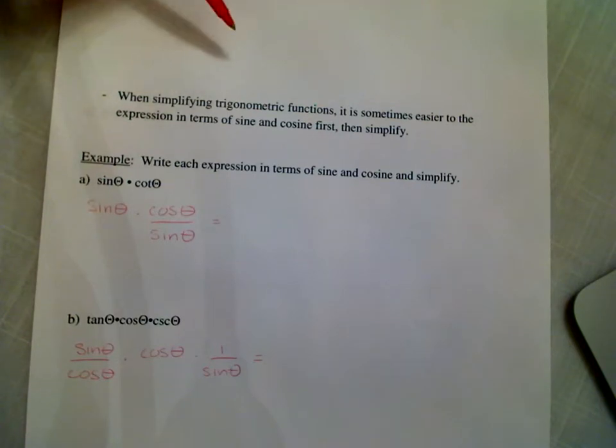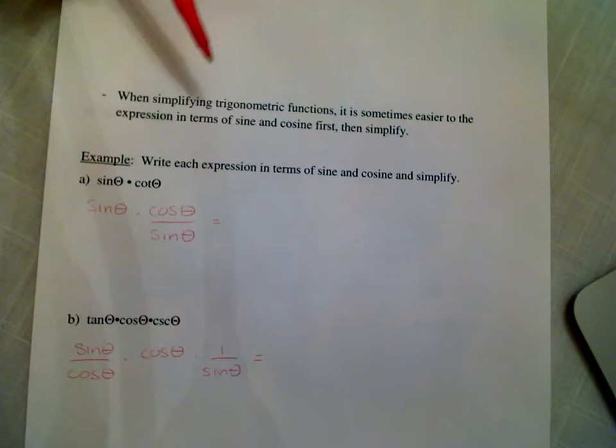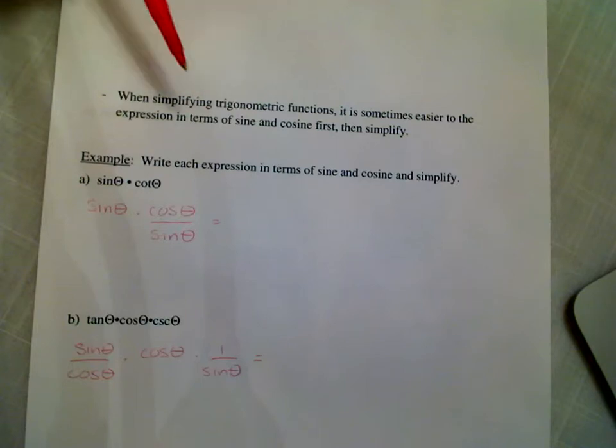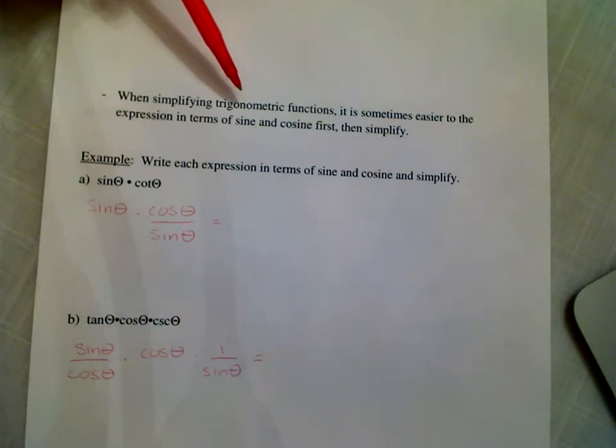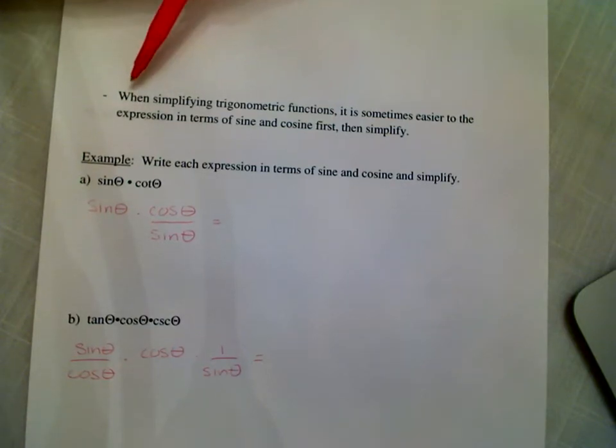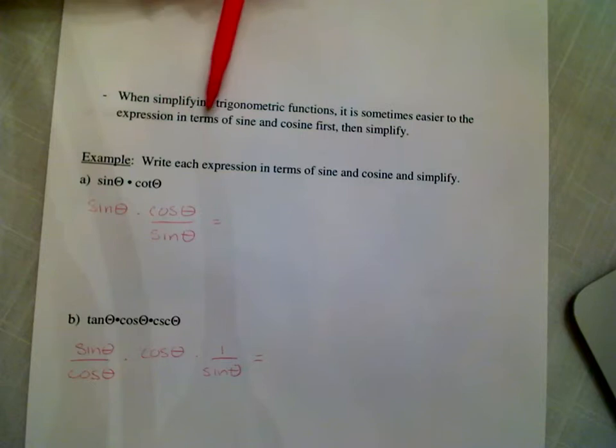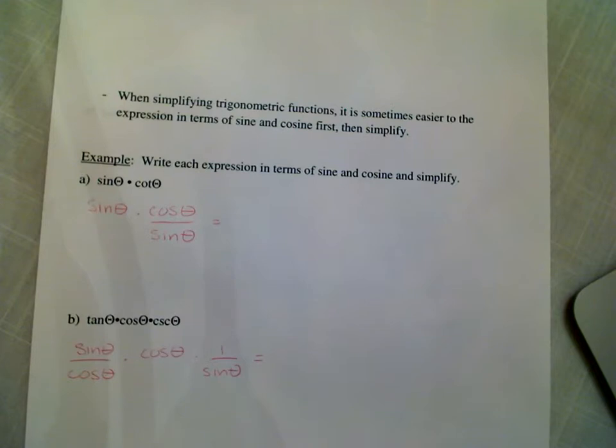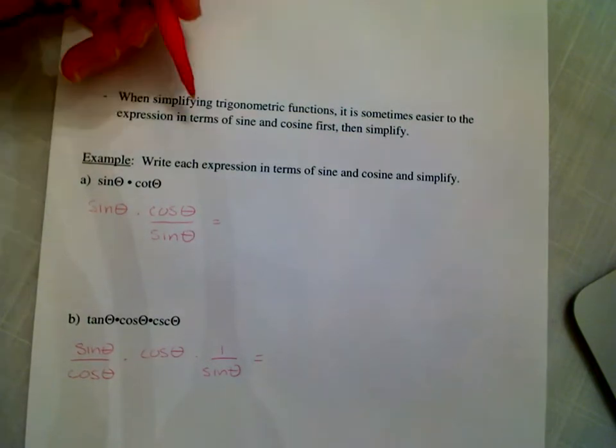What I'd like you to look at today in class is similar to the activity we did on Monday, where you're taking a more complicated expression and using your identities and trig functions to simplify down to an easier expression to work with. One suggestion when simplifying trig functions is that sometimes it's easier to express the expression in terms of sine and cosine. Sine and cosine are our most basic trig functions, so if you can get it down to the most basic parts, a lot of times it'll simplify much easier.